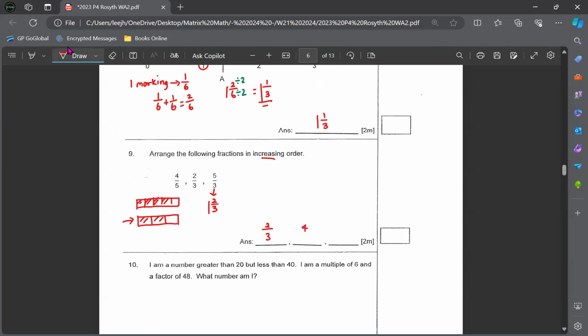Followed by 4/5. Then you go to 1 and 2/3. But please write down the original fraction even. 5/3. Don't write 1 and 2/3. You just convert to compare, not to just write down the answer.